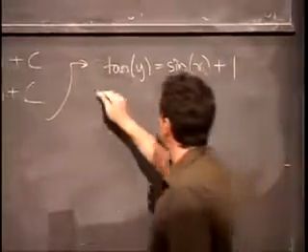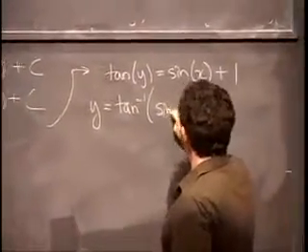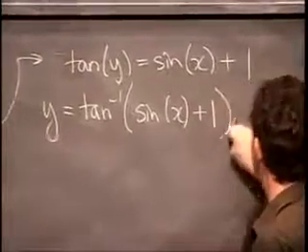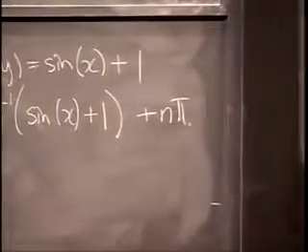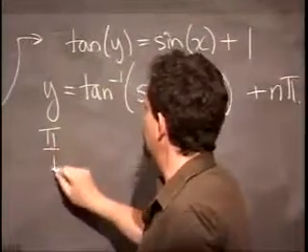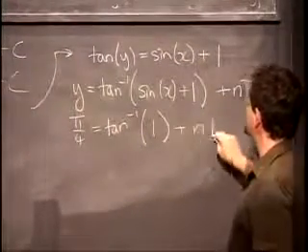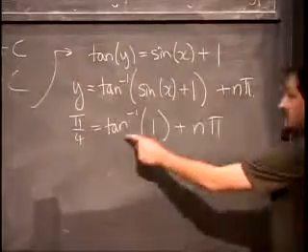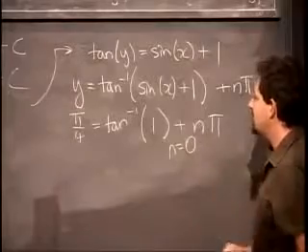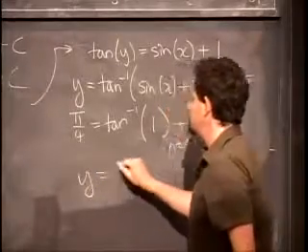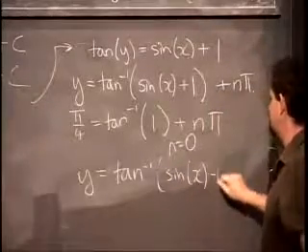Now we can go back to the other method and write that y is inverse tan of sine x plus c, but we know c is 1, plus n pi. And we don't know what n is. But again, if we plug in pi over 4 is inverse tan 1 plus n pi, we see that, yes, inverse tan of 1 is pi over 4, and so n equals 0. And the solution in this case is y is inverse tan of sine x plus 1.